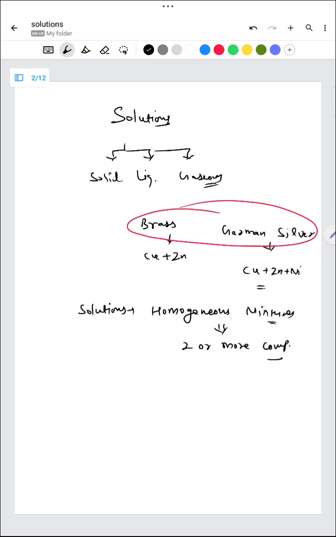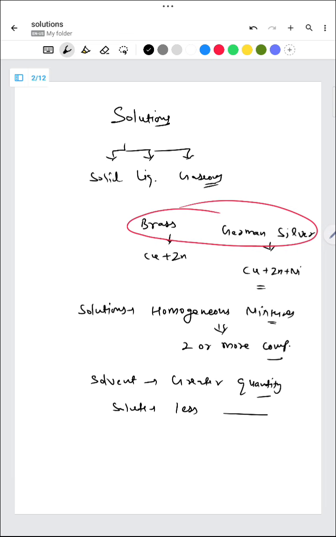So the component which is present in greater quantity is known as the solvent, and the component which is present in less quantity is known as the solute. In this unit, we are going to discuss binary solutions. Binary solutions are those solutions which consist of two components only.